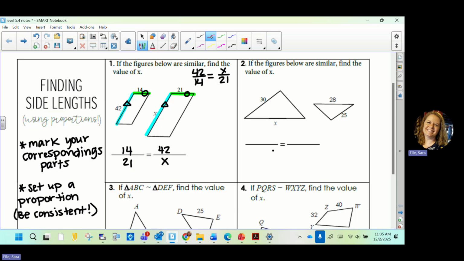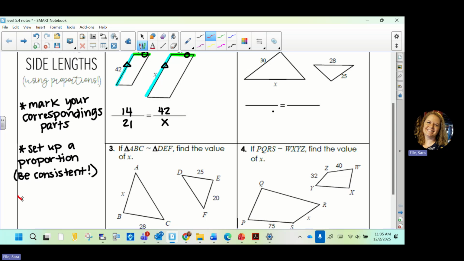And you're going to be solving the proportion the same way. And that's the last step, is to solve the proportion. And we do that by cross multiplying. So you cross multiply to solve. Okay, so up here, when I go to cross multiply, that's 21 by 42.